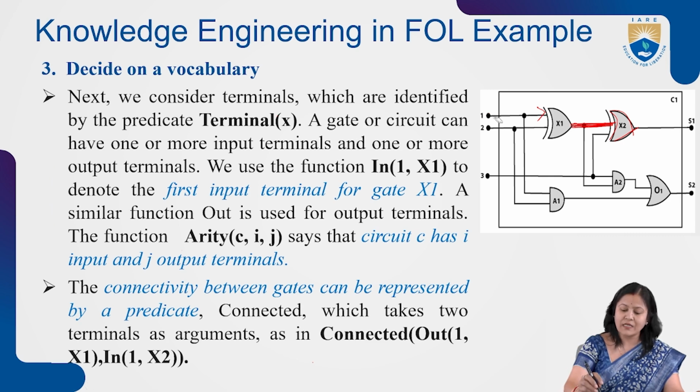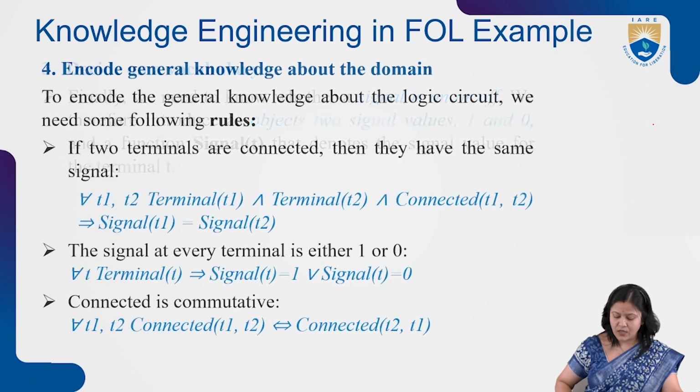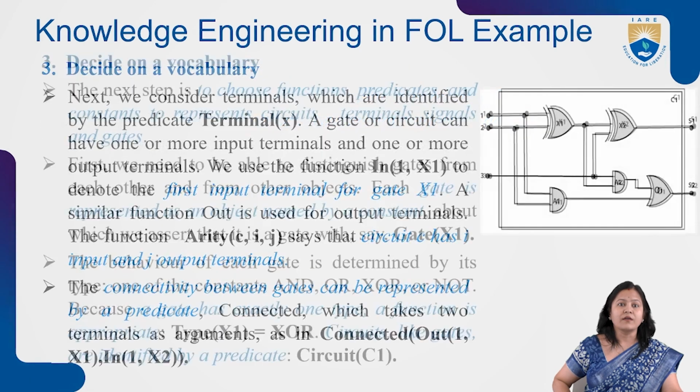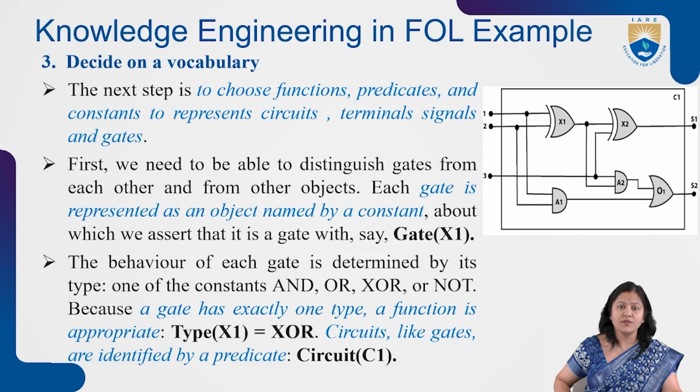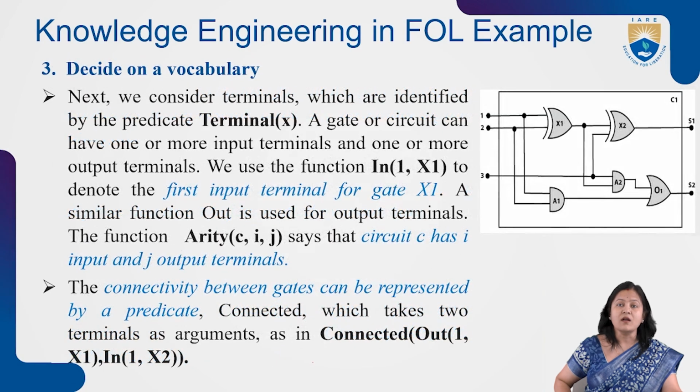One is the object gate we have, and how to define the behavior of the gate using the type function. Here I have defined the type function, and the name of the circuit using a predicate. Terminals we have defined, both input and output, using the predicate terminal. In function and out function, both in and out can be connected with the help of the connected function. And the overall circuit we can define using the arity function. Arity(C, I, J): I is nothing but the number of inputs and J is nothing but the number of outputs from the circuit.